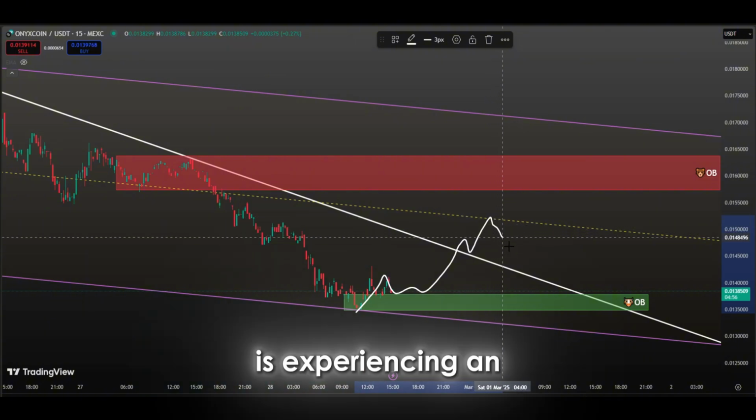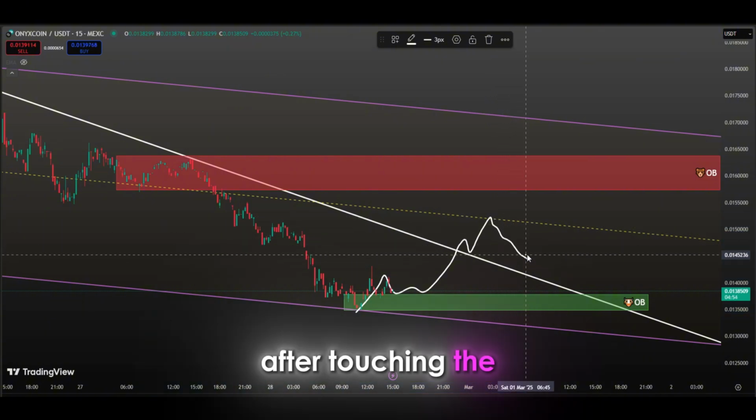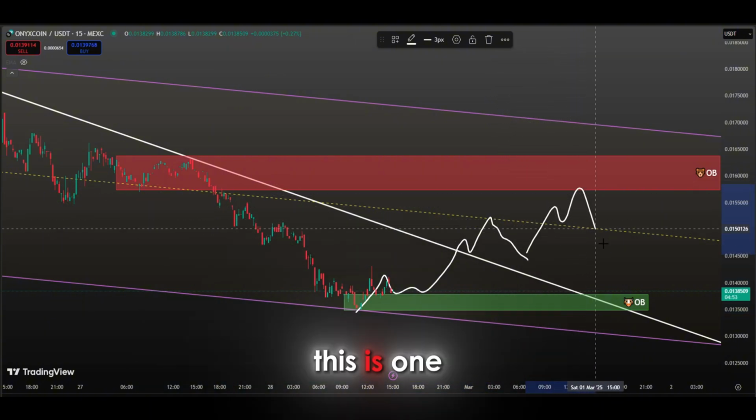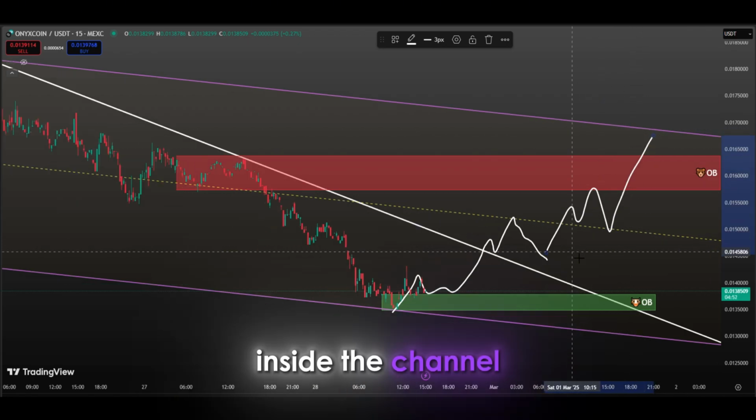Currently, the price is experiencing an upward reaction after touching the lower band of the channel. This is one of the classic price movements inside the channel.